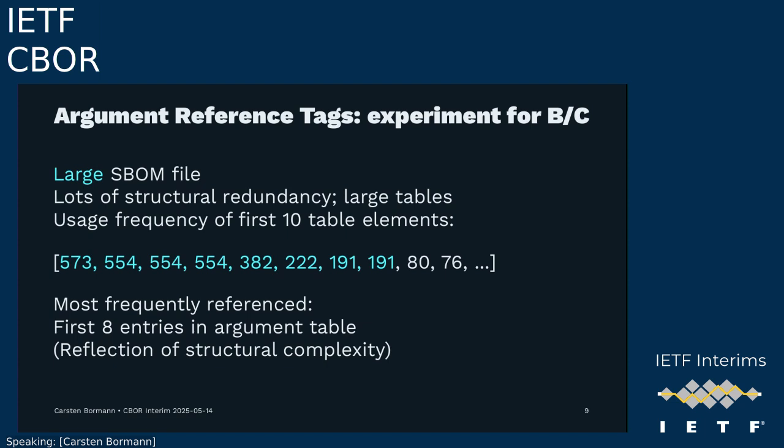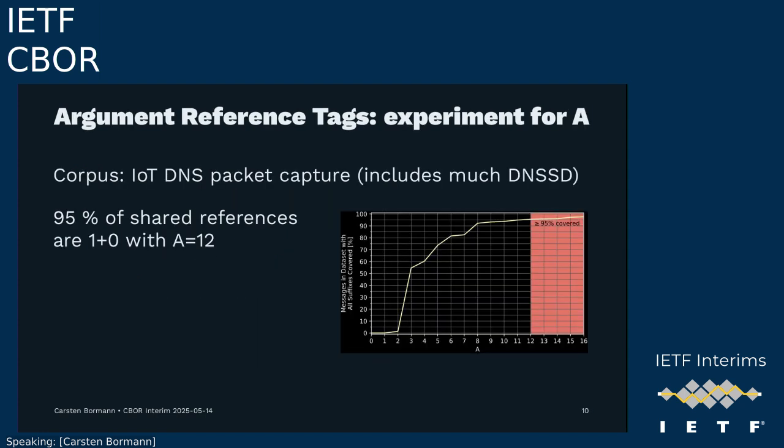But we shouldn't be too deceived by that, because what this essentially tells us is the complexity of the structural redundancy in this particular input file. And it turns out SBOMs are relatively uniform structures, so you probably don't need that many table elements to pare down the size of the whole thing. But this is just an indicator, and it looked like b equals 8 would fit that particular example, and I'm not unhappy about that.